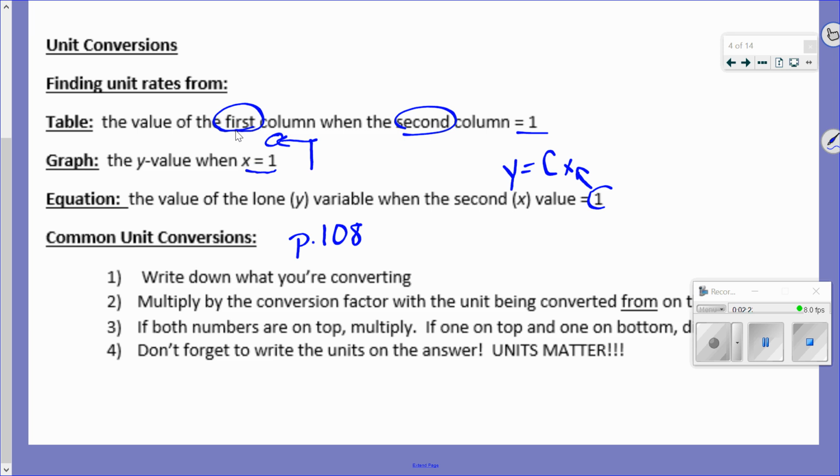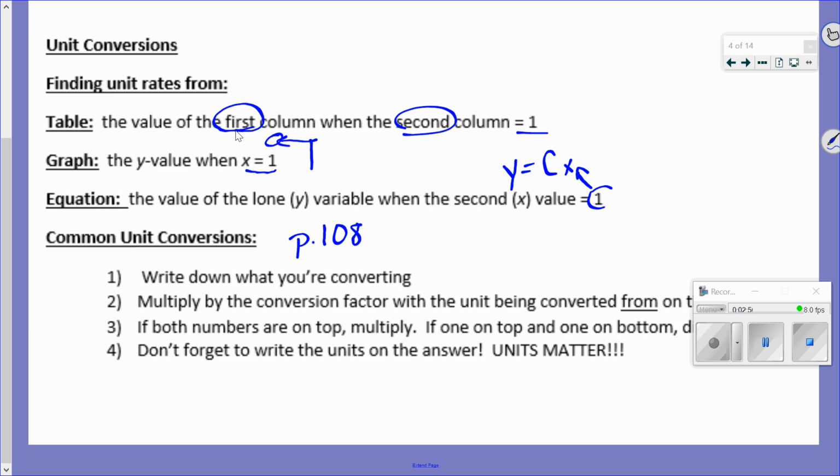If you're unfamiliar with any of the units, this chart has most of the units that we'll be using in class. One piece of good news for you: when we do tests and quizzes, we will make sure that any conversion units are very well posted and that you will know where they're at. So here's the deal on this. The first thing I'm going to do, write down what I'm converting. Then I'm going to multiply by the conversion factor.